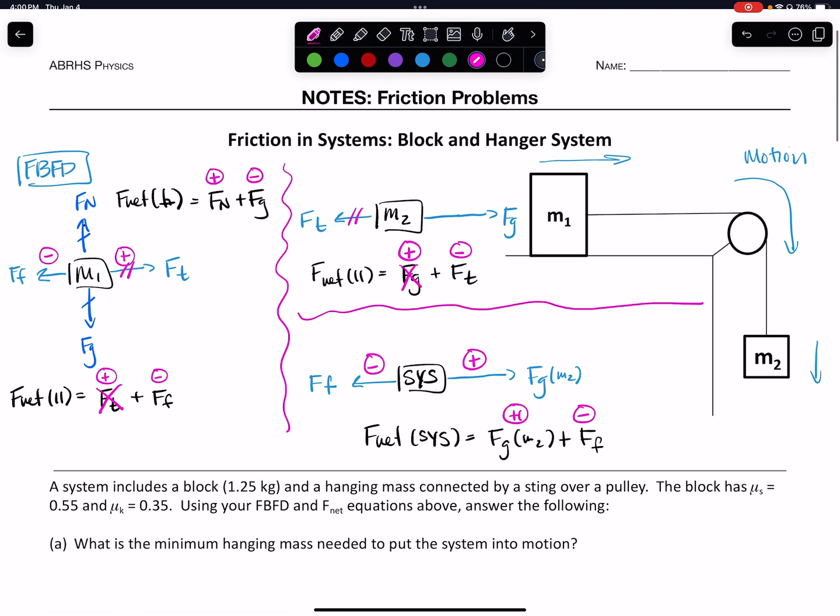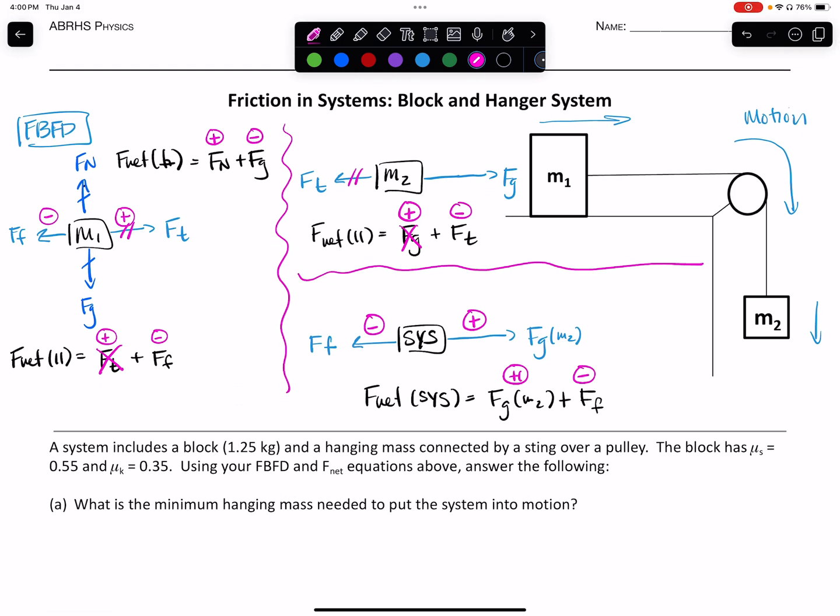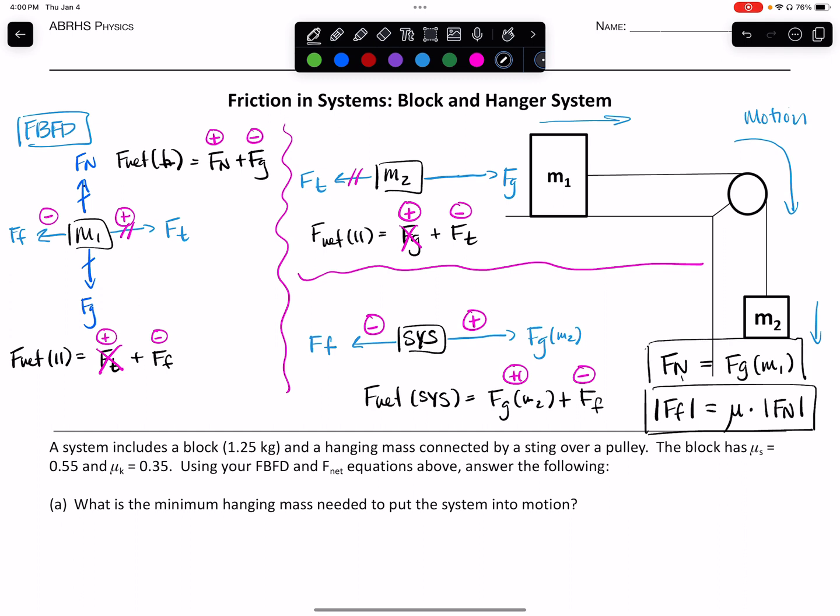One thing to keep in mind, just in general: the absolute value of your frictional force is going to be equal to the coefficient of friction times the absolute value of the normal force. This is an equation that we're going to need before we can do any further calculations. In addition, don't forget that the normal force in this case is going to be equal and opposite to the gravitational force of that block. So we're going to need that formula as well because we're going to plug that into our frictional formula. Okay, so let's move on to the problem.